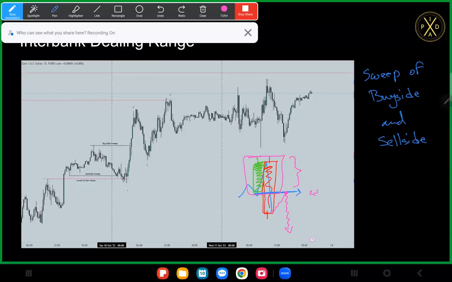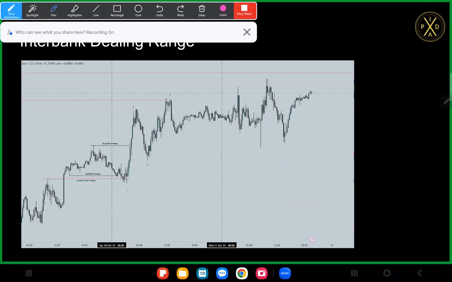So there's a few phases of an intrabank dealing range. So we have engineer, and then we neutralize, and then we distribute, and then we rebalance, and then we redeliver. All right, so we can call this phase 0, phase 1, 2, 3, and then 4.